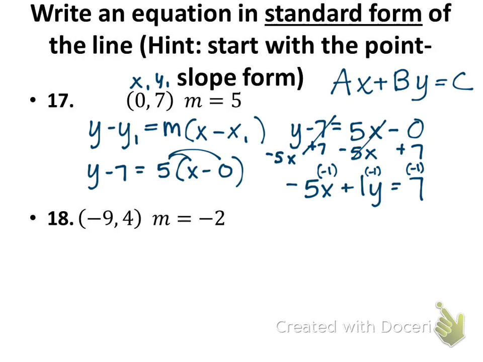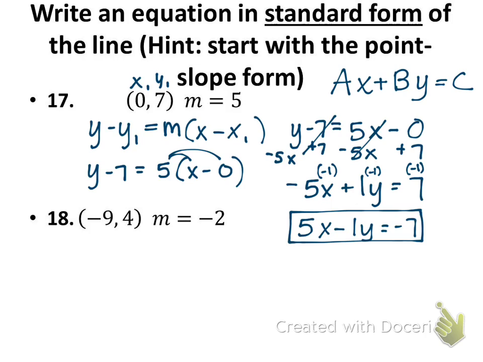It would have changed the number. I would have got positive 25x, and I don't want that. We only multiply by a number when I have a denominator, okay? So 5x minus 1y equals negative 7. Now it's in standard form. I know my answer is correct.